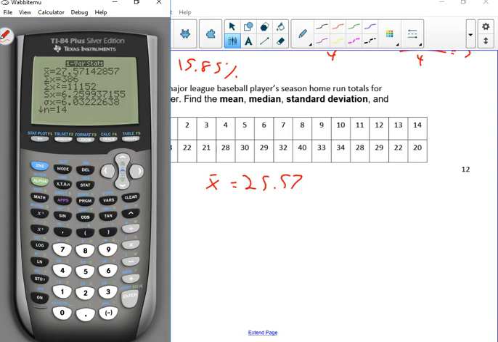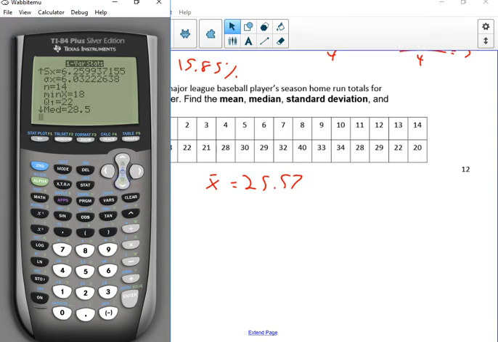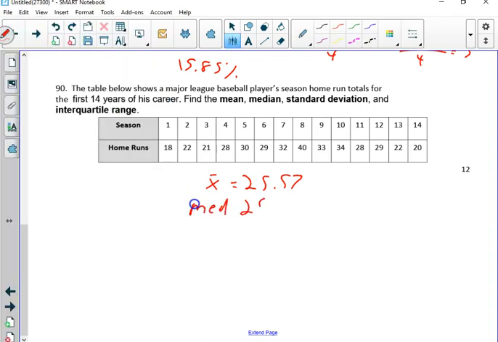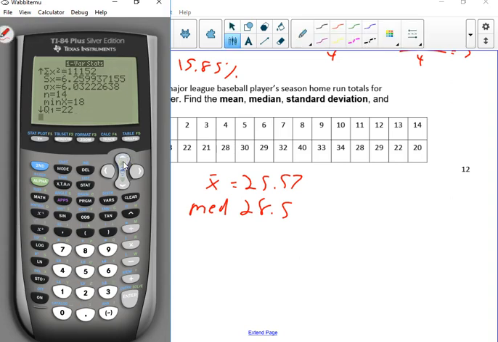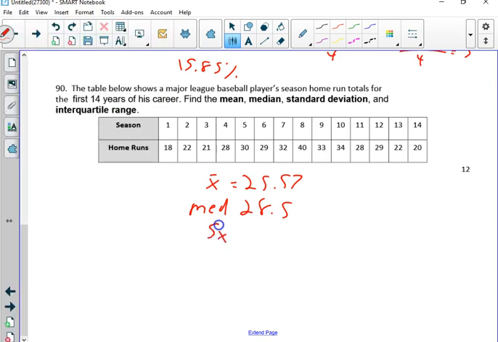My median, I just need to scroll down. There's my median right there, 28.5. My interquartile range, my standard deviation, hold on, is one of these two, Sx or σx. So either 6.3 or 6.03. Either one would be acceptable.